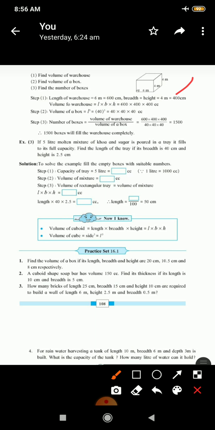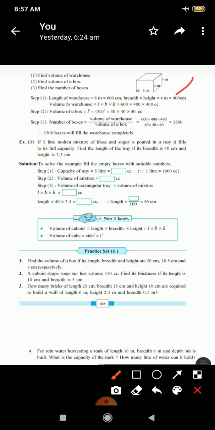Now number of boxes will be equal to volume of the warehouse upon volume of a box. So that is 600 into 400 into 400 upon 40 into 40 into 40. The 400 gets cancelled with 40, 10 remains there. Another 400 gets cancelled with another 40, so 10 remains there. 40 tens are 400, 40 tens are 400. Now 10 of the lower 40 gets cancelled with another 0, and after you solve it, you get 1500. So therefore 1500 boxes will fill the warehouse completely.